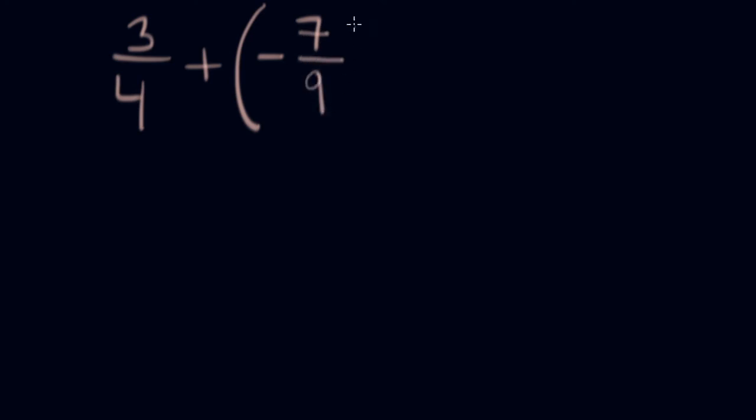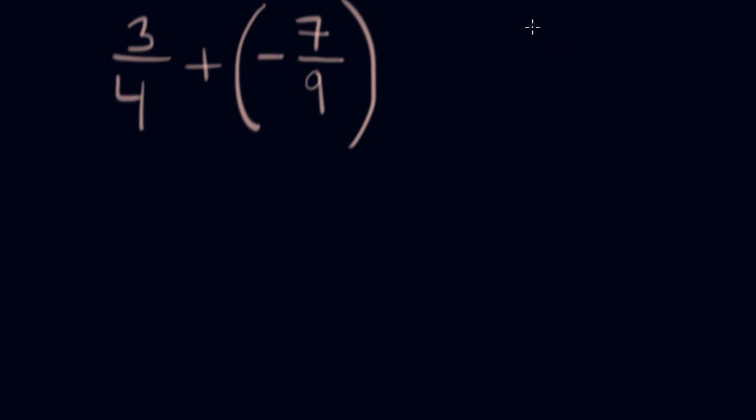Now, what were those negative things though? Let's say we had 3/4 plus negative, let's say 7/9. Just like that. 3/4 plus negative 7/9. Now a couple of things here.